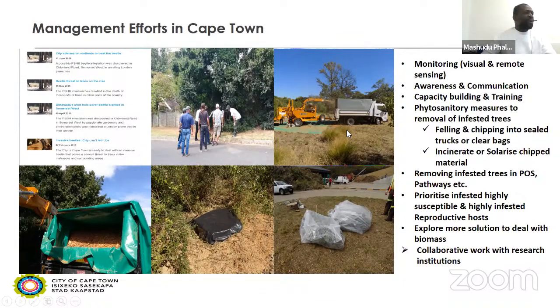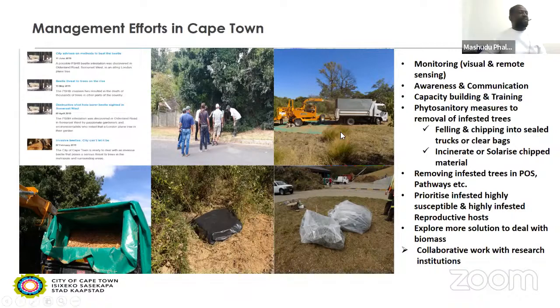We are also focusing on the removal of heavily infested reproductive hosts and any affected highly susceptible reproductive hosts. At this point, there is no chemical treatment available, or scientifically proven, to treat PSHB once it attacks a tree. So the recommendation from the scientists is that any infested material, particularly highly susceptible reproductive hosts and heavily infested reproductive hosts, must be felled, chipped, and then either burnt or solarized.